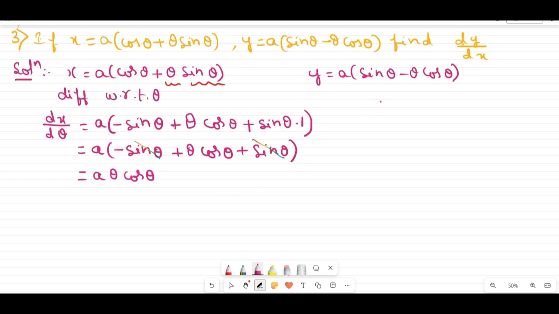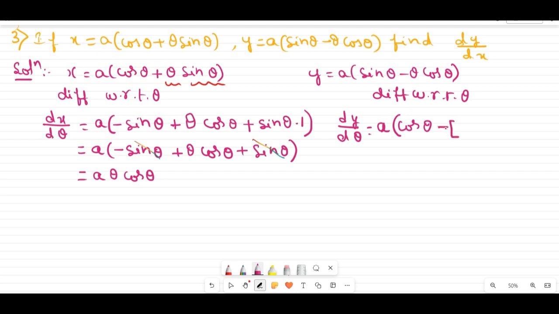Now I will differentiate y with respect to the parameter theta. So let us differentiate with respect to theta. dy by d theta is equal to a, a is constant, keep that as it is. Sin theta derivative is cos theta. See here in this question, minus, you keep that minus as it is. Now, why I am keeping that?